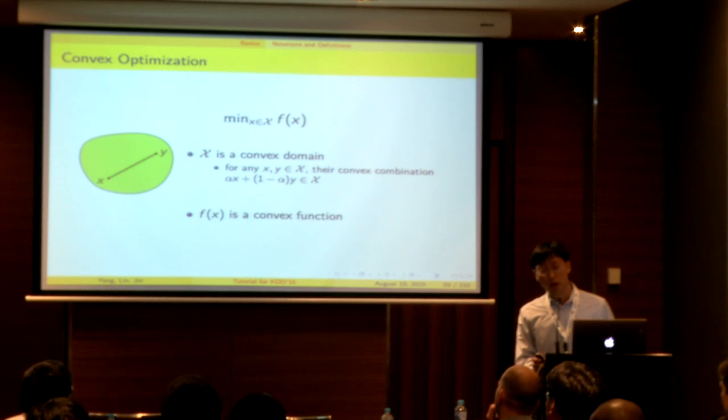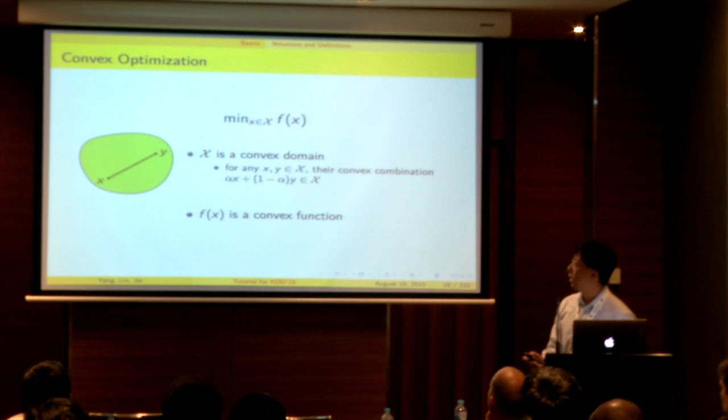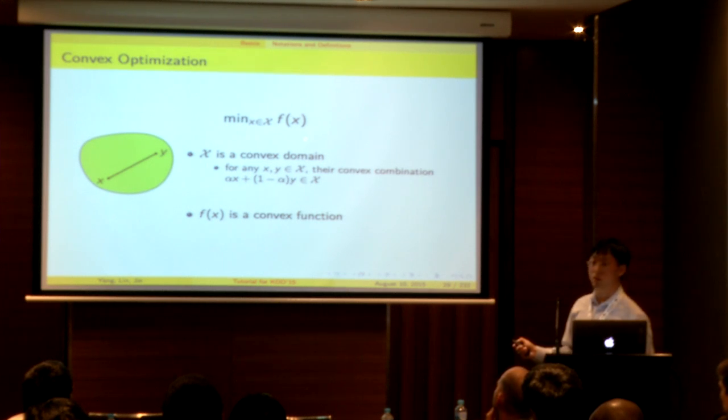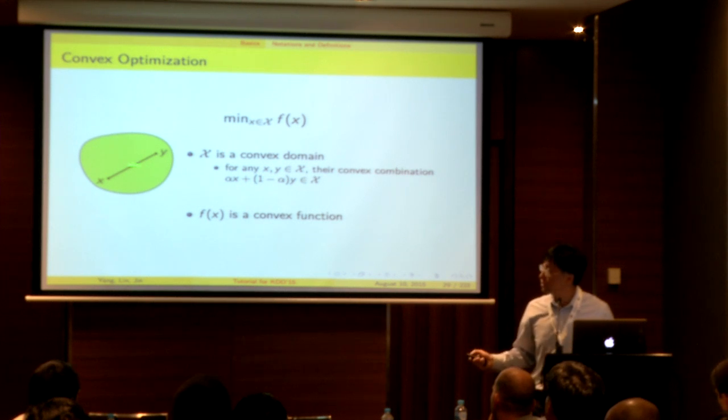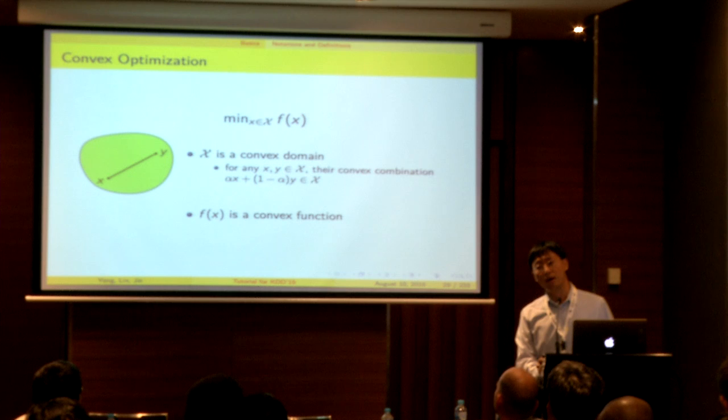Okay, since we are interested in convex optimization, I want to talk a little about convex optimization. Here in the problem, we minimize our objective function subject to x being in some domain. We require both the domain and the objective function to be convex. A convex domain means that if you take any two points x, y in the domain and draw a line segment between the two points, that segment should also be in the domain.